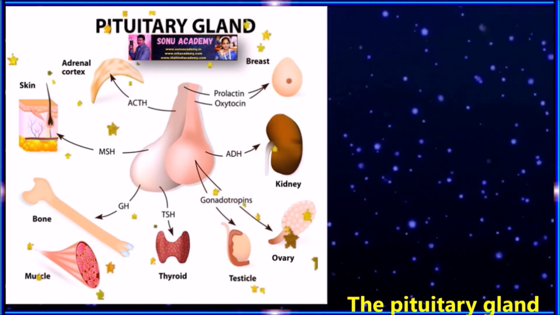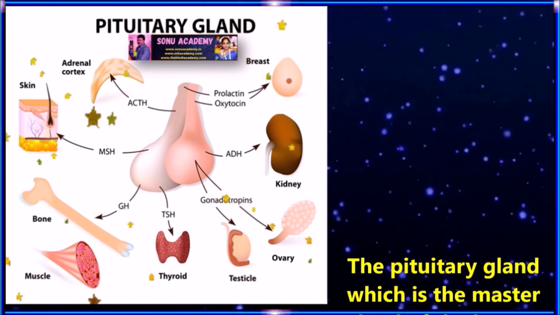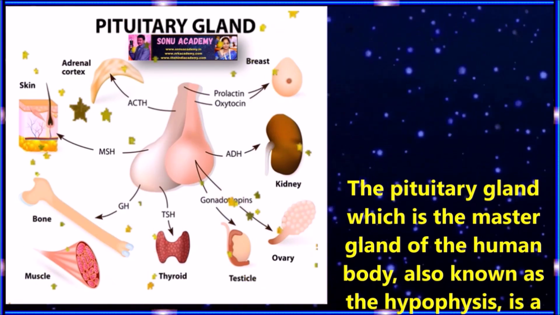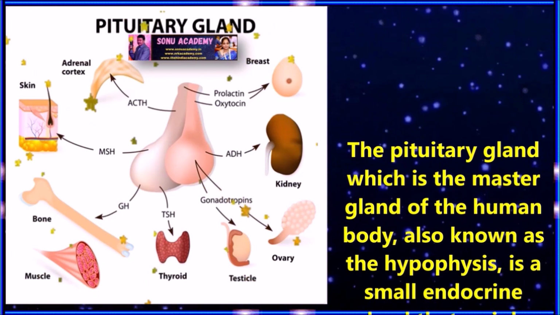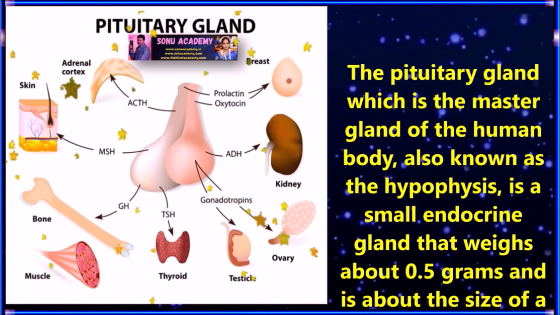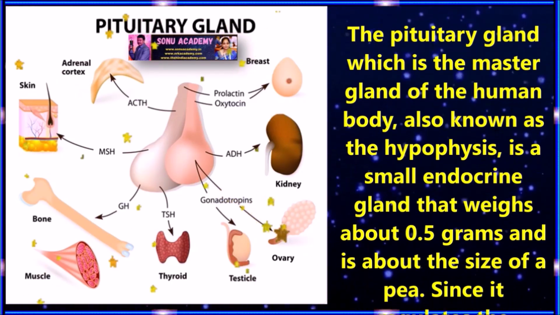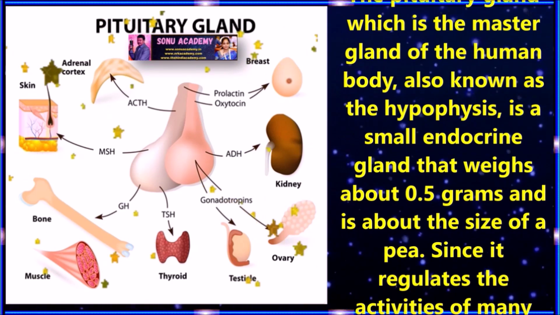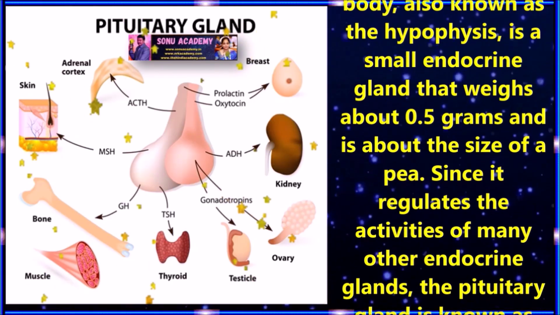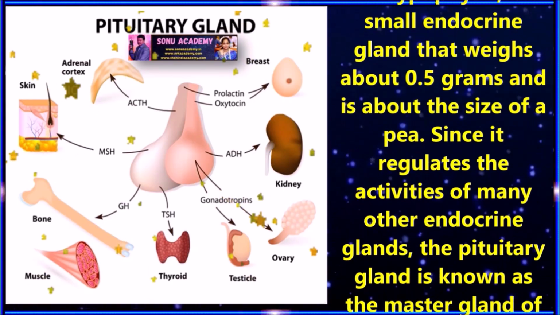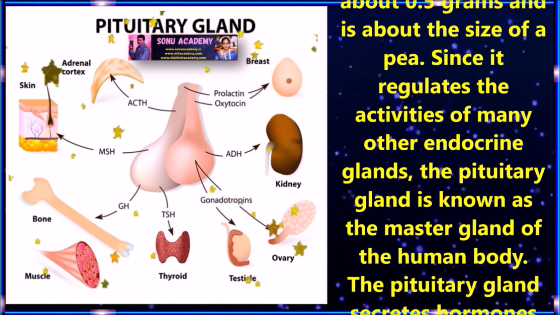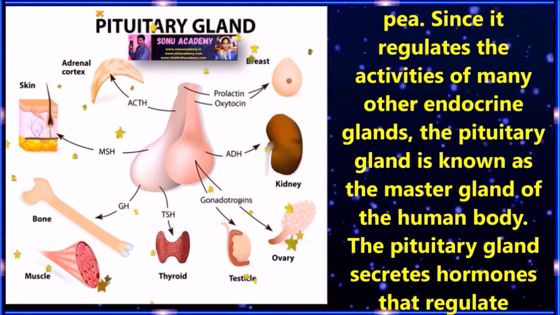Now let us discuss the pituitary gland, which is also called the master gland of the human body. The pituitary gland, also known as the hypophysis, is a small endocrine gland that weighs about 0.5 grams and is about the size of a pea. Since it regulates the activity of many other endocrine glands, the pituitary gland is known as the master gland of the human body. It's a protrusion at the base of the brain that protrudes from the bottom of the hypothalamus.